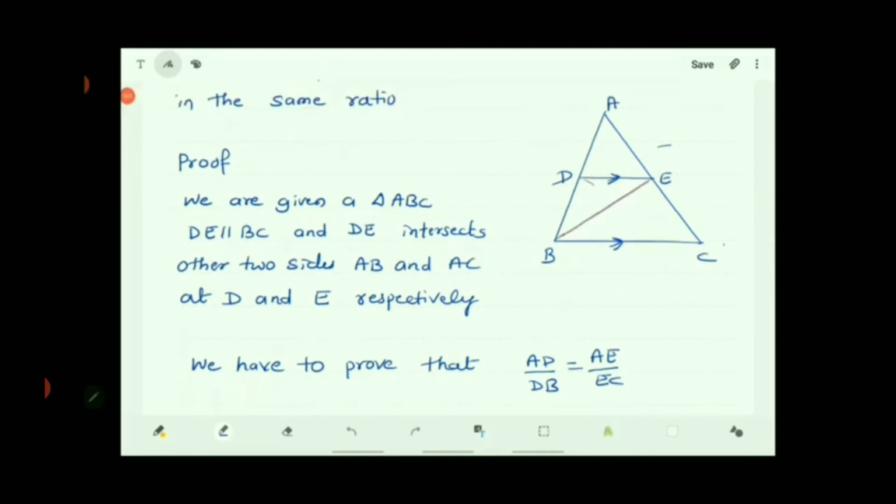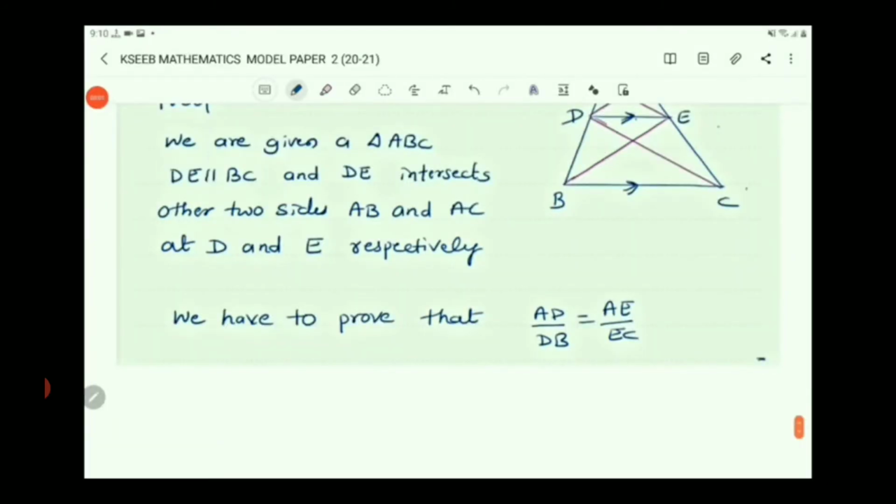Now let us join DE and CD and also let us draw the perpendicular to AE and AD, that is here. DM is perpendicular to AC and EN is perpendicular to AD. So write the construction.